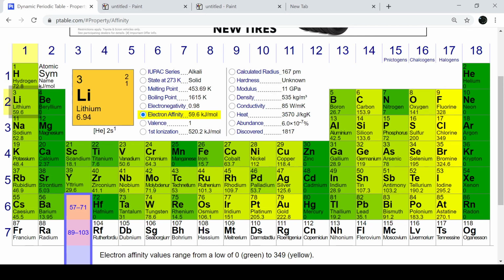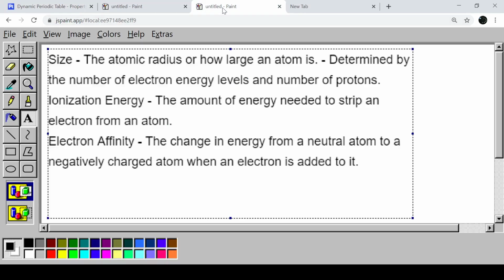That right there is going to be the last thing that we covered with this one right here. The 3 terms that I want you to make sure that you're able to trace on the periodic table are size, ionization energy, and electron affinity.